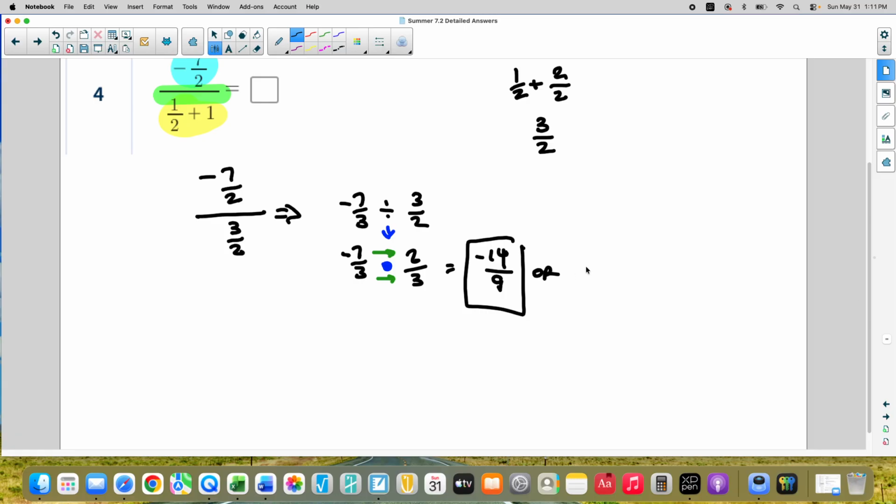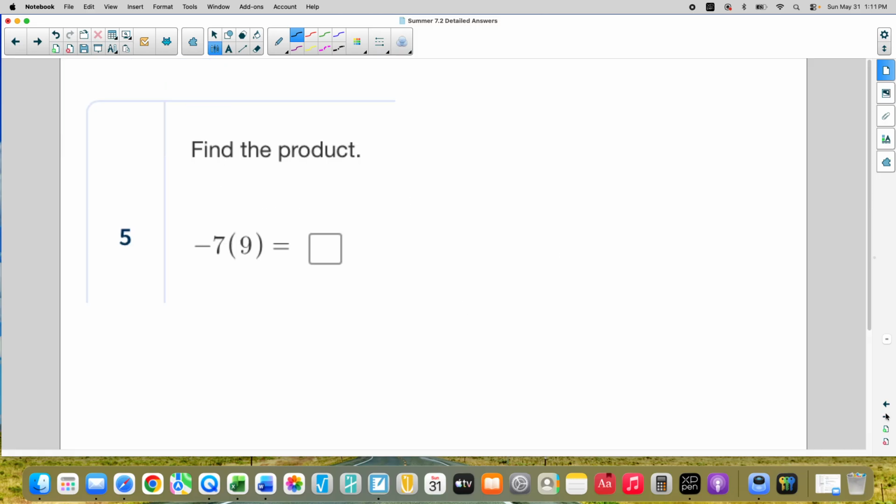Now, just in case they want a mixed number, that's going to be negative 1 5/9 if they want it as a mixed number. Again, it'll be interesting to see what they will accept. I'm pretty certain that Big Ideas probably is asking you to convert it to a mixed number, but that's not what I need. Find the product.